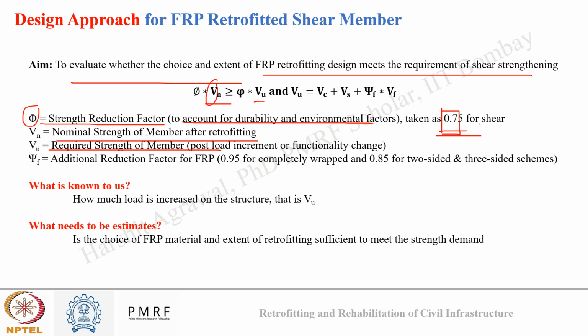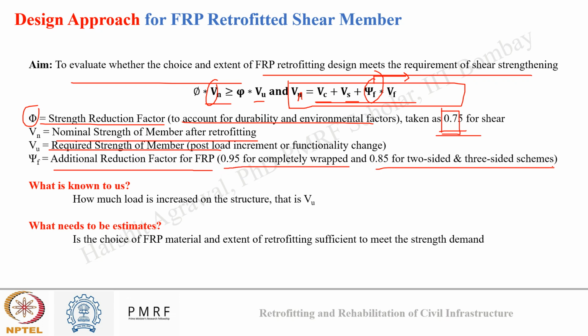Okay. Now, when we talk about shear, all three components, that is steel, concrete, and FRP, will contribute to shear strength. So my VN will be the summation of all three components: VC, VS, and VF. And this factor gamma F is due to the additional reduction factor of FRP, which is assumed as 0.95 when it is completely wrapped and 0.85 when it is two-sided or three-sided wrap. So these values are also fixed and given to us from the code.